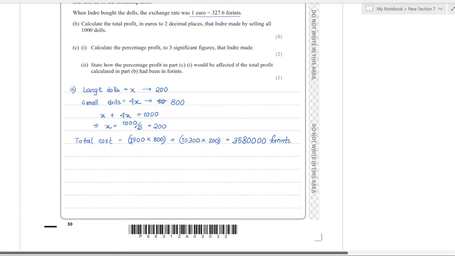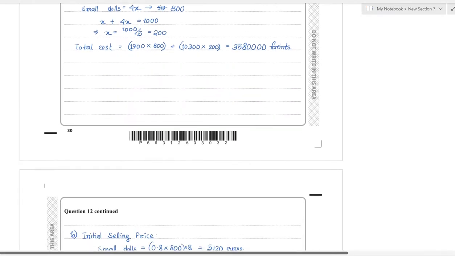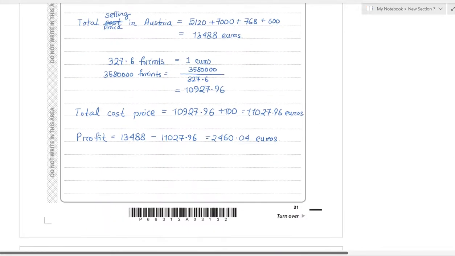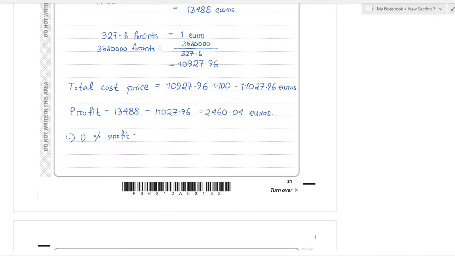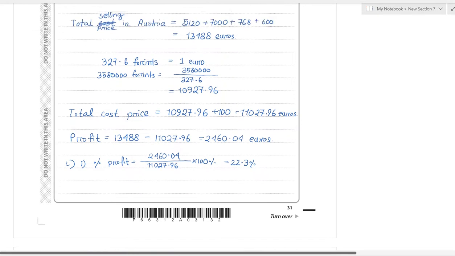Calculate the percentage profit to three significant figures that Indre made. So percentage profit is basically profit divided by cost price into 100, which is very easy. So profit is 2460.04 over the cost price 1027.96 into 100%. If you calculate it, you get a value of 22.3%. So this was the percentage profit.